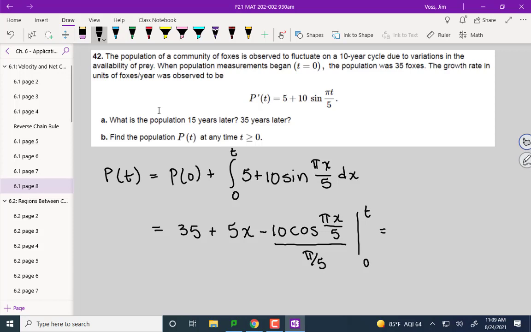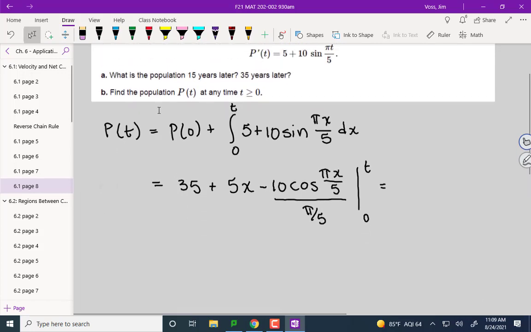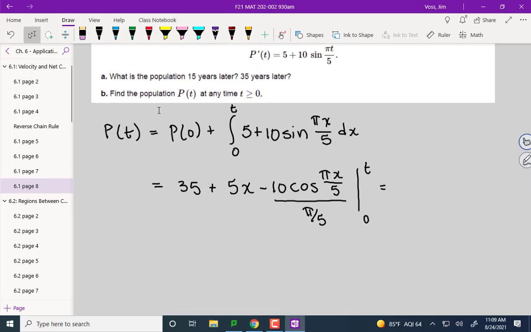So now we're going to plug in. Oh, this is funny, I just noticed this. We're doing part B first. You need to do part B to answer these questions. Right? What is the population 15 years later? Well, we need to find our future value of population before we can plug in the 15. So, yeah, we're doing part B first. Okay, so let's go ahead and plug in our T and our zero.